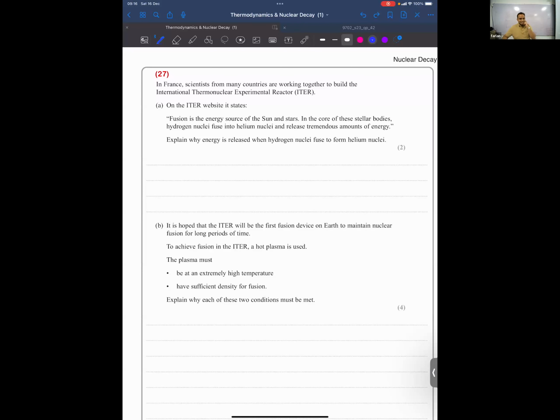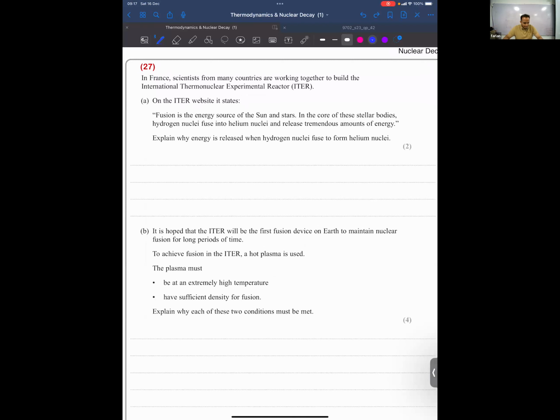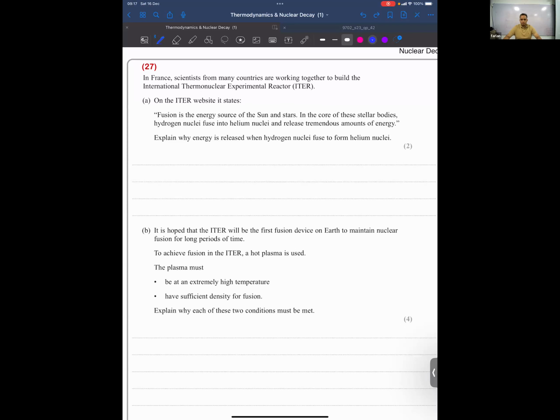Okay. In France, on the ITER website, it says fusion is the energy source of the sun and stars. In the core of these stellar bodies, hydrogen nuclei fuse into helium nuclei and release a tremendous amount of energy. Explain why energy is released when hydrogen nuclei fuse to form helium nuclei.